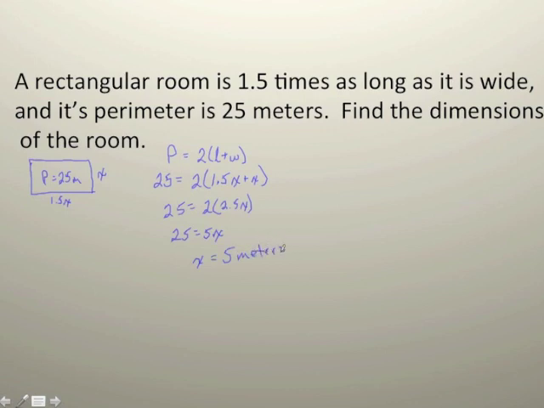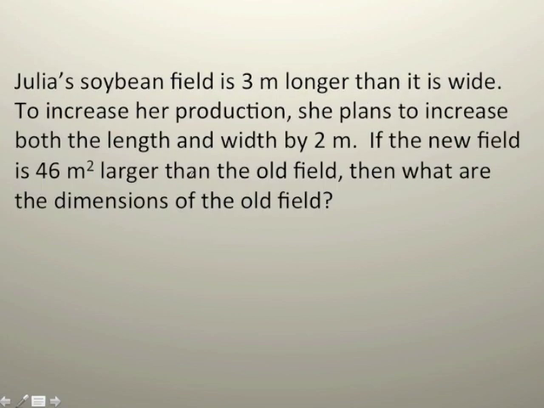Now they asked us to find the dimensions of the room, so that means they want both the length and the width. So I would say that this room is 5 meters by 1.5 times 5, 7.5 meters. I could check that answer in the problem. 5 plus 7.5 would be 12.5, times 2 would be 25. It checks.